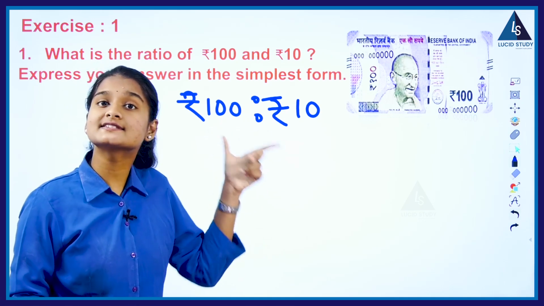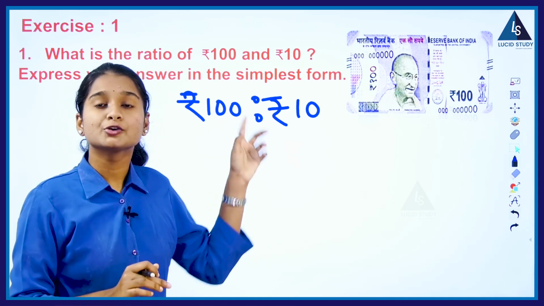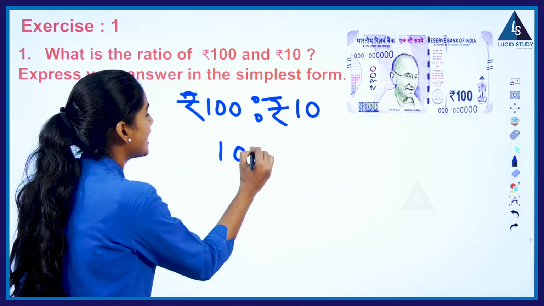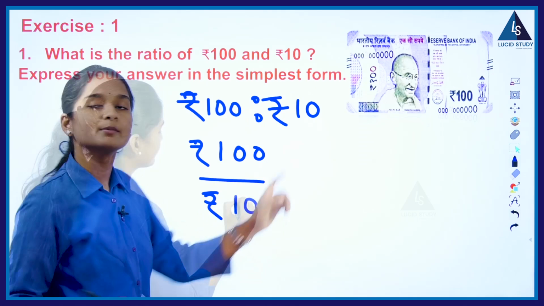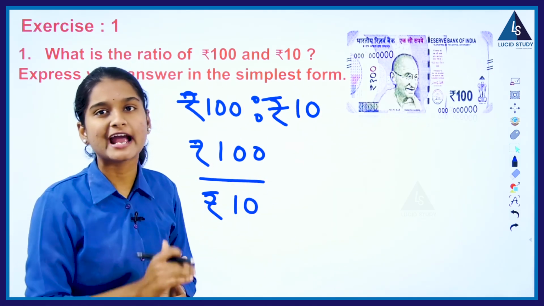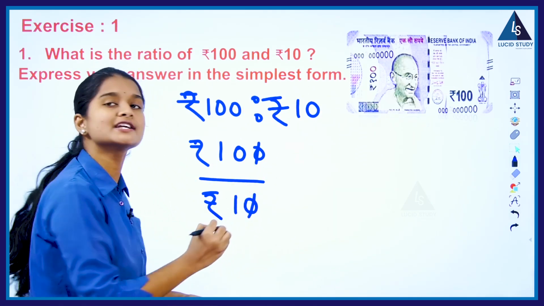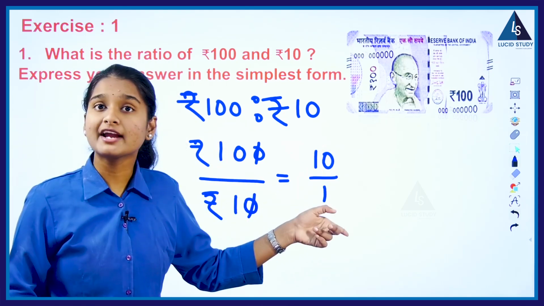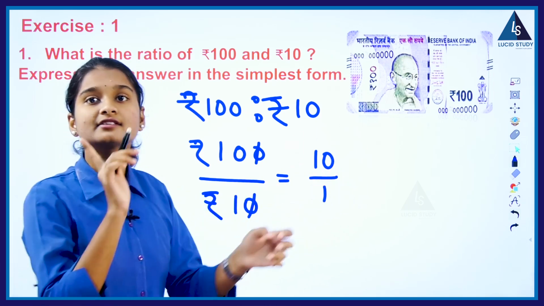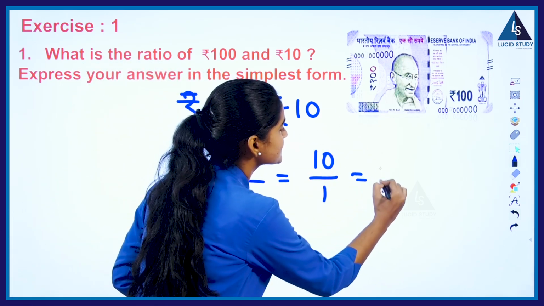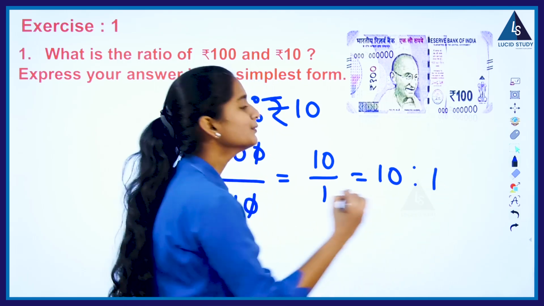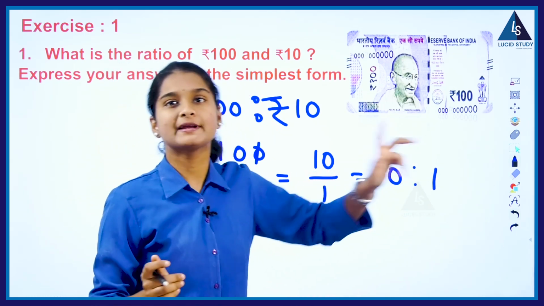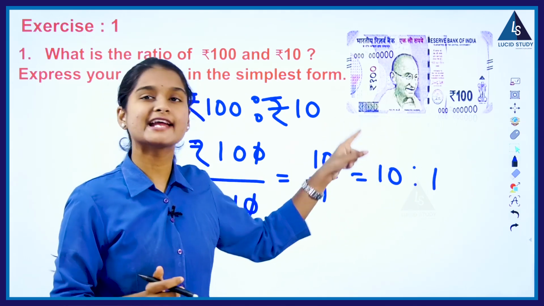Now decrease this to the simplest form. ₹100 is to ₹10 can be written as ₹100 by ₹10 because ratio can be written as a fraction. Now here this 0 and this 0 will get cancelled. We'll have 10 by 1 left. 10 by 1 is a fraction. How do we write it as a ratio? We write it as 10:1. Therefore, ₹100 is 10 times greater than ₹10 and the ratio is 10:1.